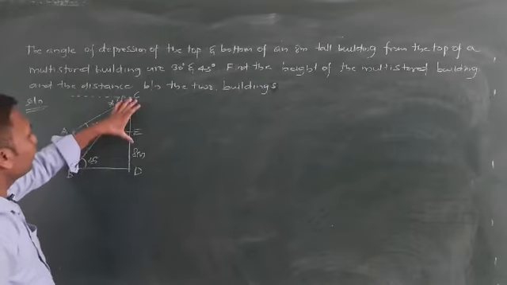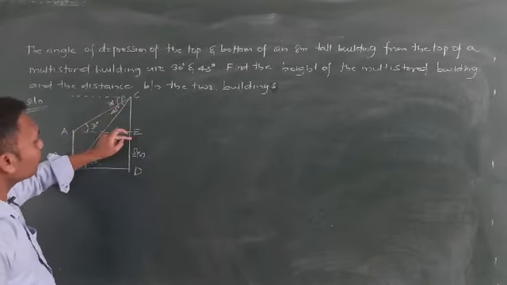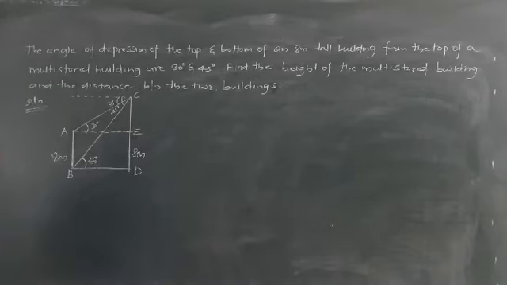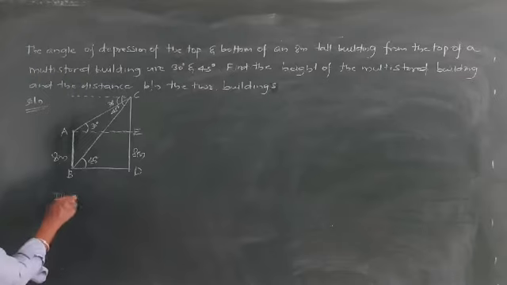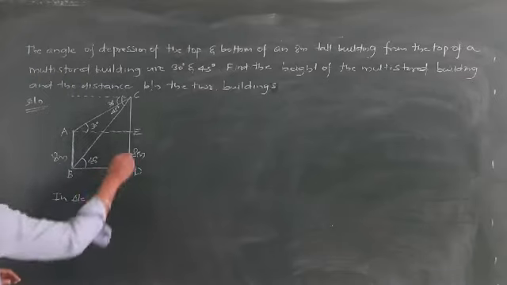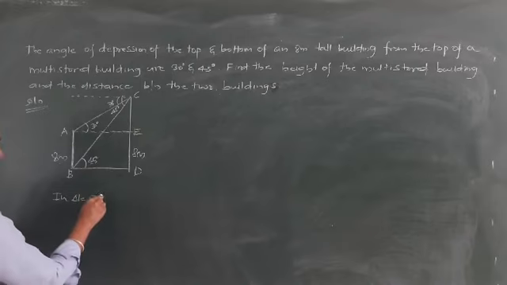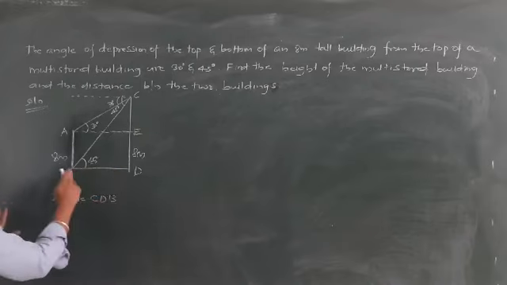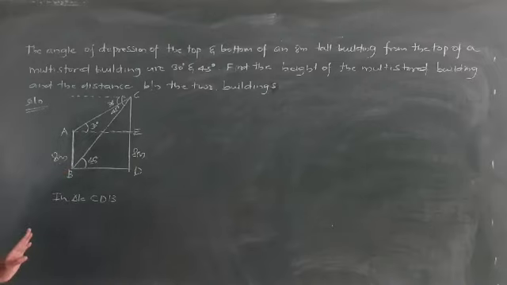Now see, CD is nothing but CE plus ED. We know it very well, we can solve this one. Now let me take the triangles one by one. In triangle CDB, here in this triangle, I'll apply the proper trigonometric ratio.